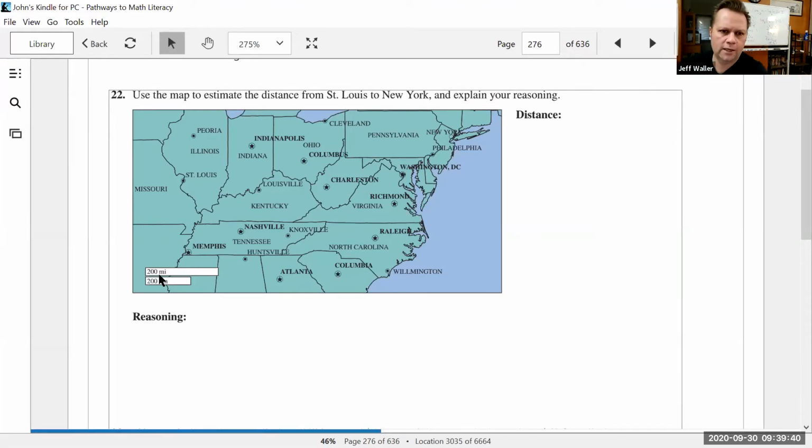So I count 1, 2, 3, almost 4. So 3 times 200, because each pen cap was about 200, is 600, and 4 times 200 is 800. So I'd say about 700 miles. That's probably an overestimate, yeah. Or you just eyeball it like I started doing.